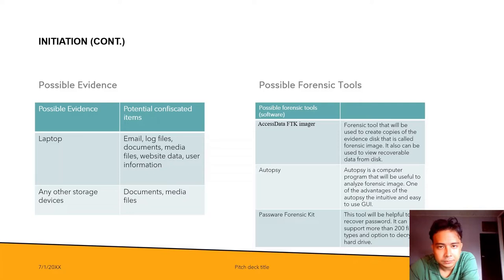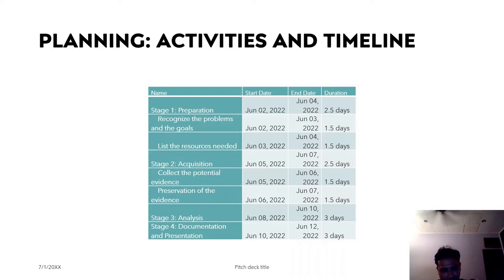So moving to the planning phase, we will come up with activities and a timeline. The project will start from June 2nd to June 12th. There are 4 stages. The first one is preparation, and in that preparation, we try to recognize the problem and the goal. After that, we list the resources needed.